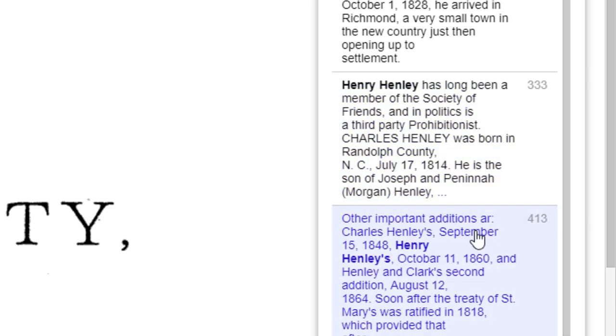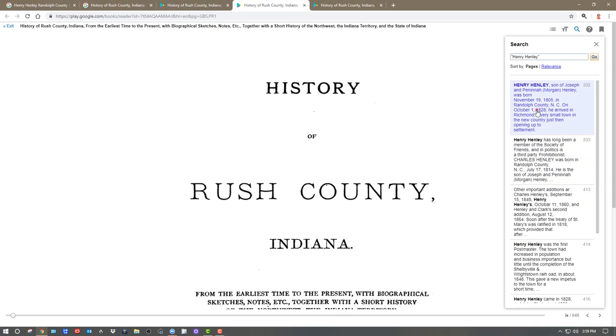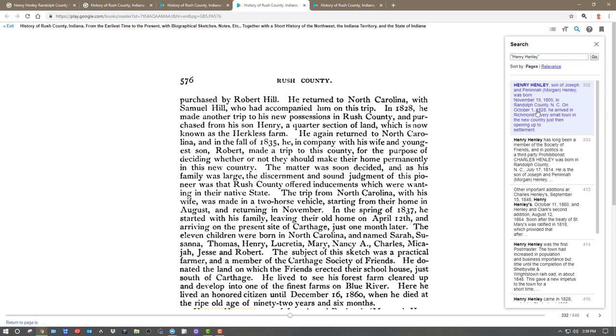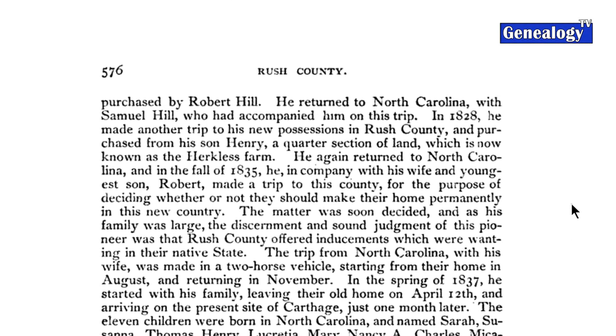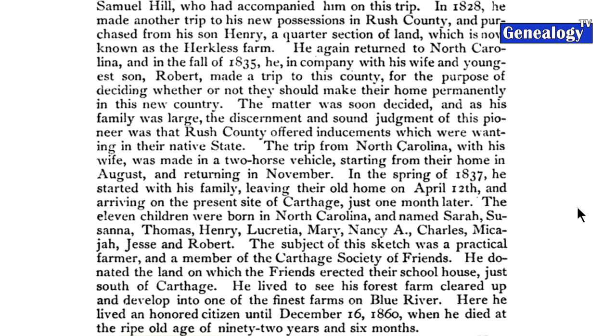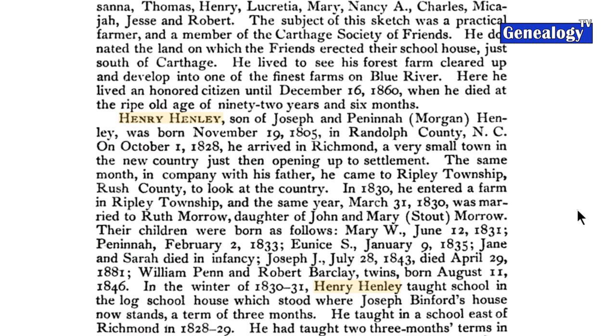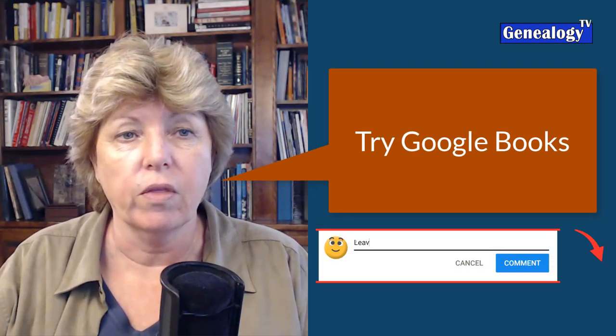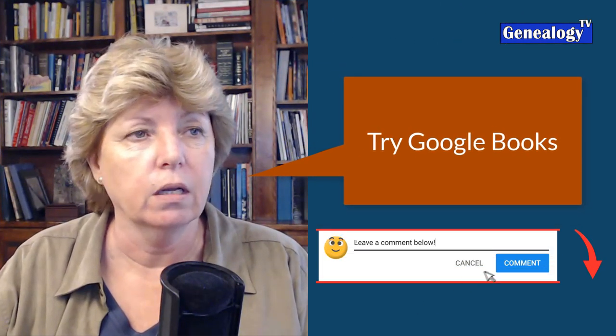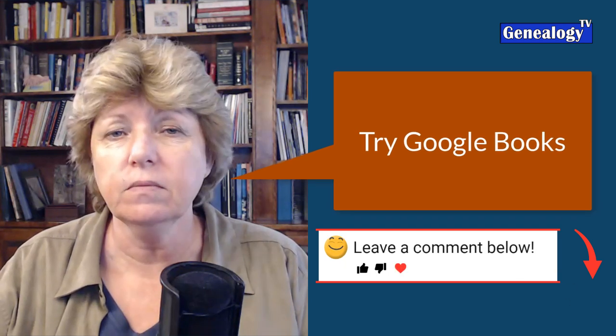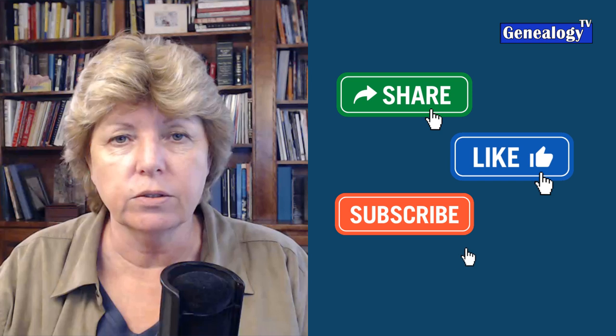And look, all these references to Randolph County. Don't necessarily get stuck on the fact that it's Indiana, because somebody wrote about him in a book about him coming to Indiana from Randolph County, North Carolina. So that is a quick tip on how to use Google Books. Search your ancestors in Google, but narrow it down to Google Books. That's my tip for today.